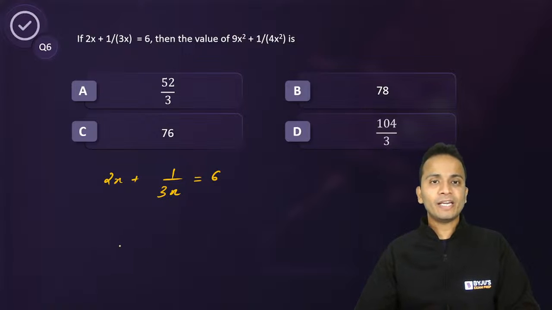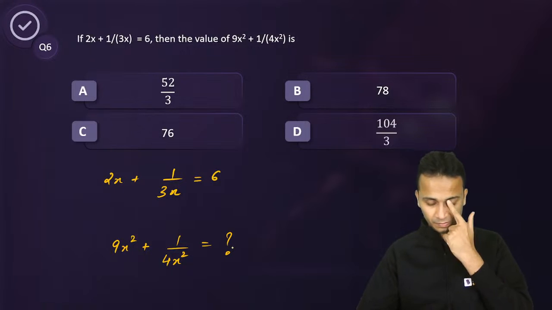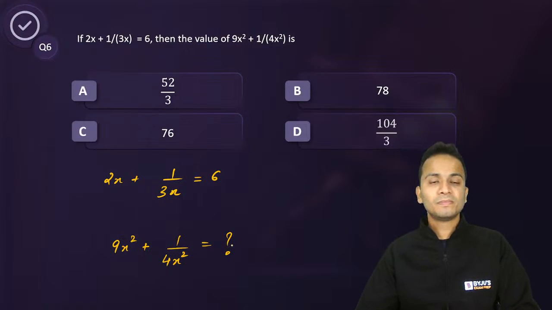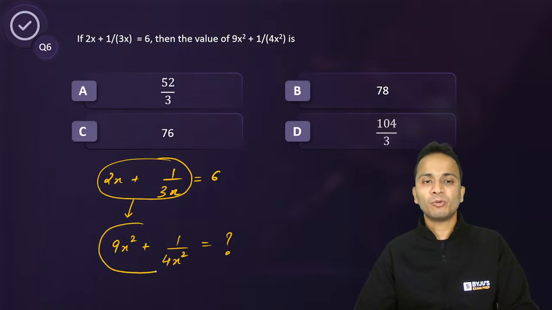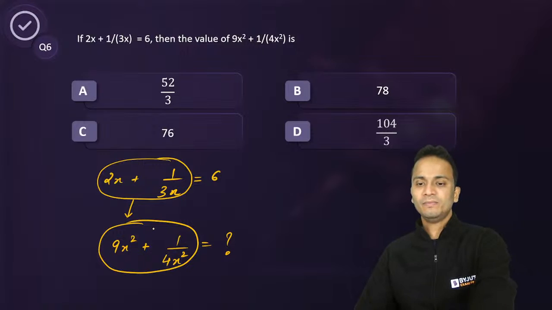Okay, so we have to find out 9x square plus 1 upon 4x square. This is what we have to find out. Now, as you can observe, if I square this term, I will not obtain this portion. So I'll tell you the trick for this one.